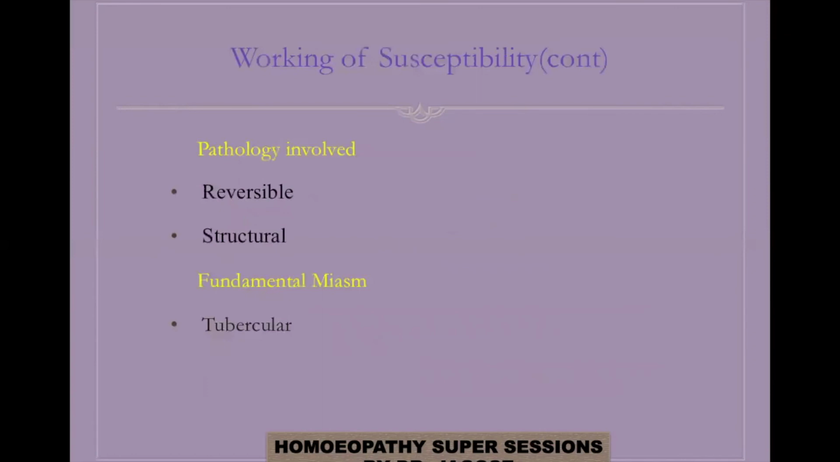Then pathology involved. If you would see the investigations, you would know that it is a reversible pathology and also structural pathology. Fundamental miasm from the family history is tubercular in nature. Sensitivity on the mental level is high, on the physical level also is high, because as you can see, we have got a good number of mental symptoms which are characteristic, and also on the physical level, we have got a good number of symptoms which are characteristic.